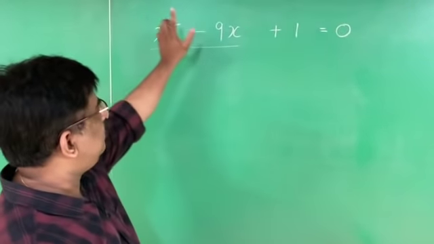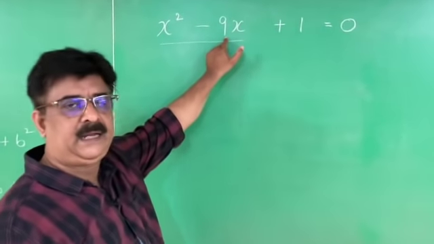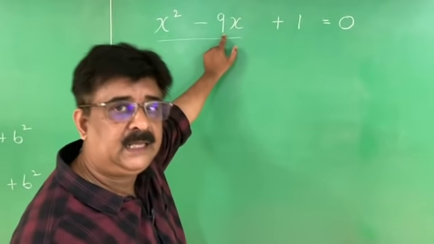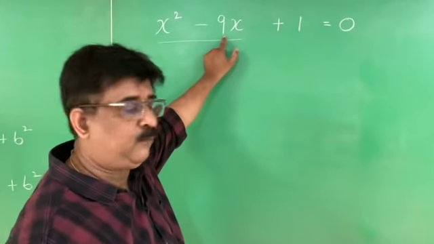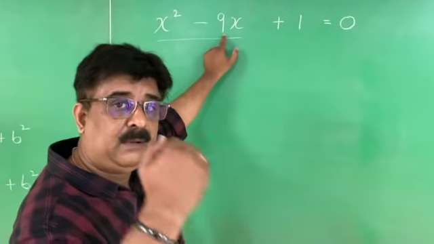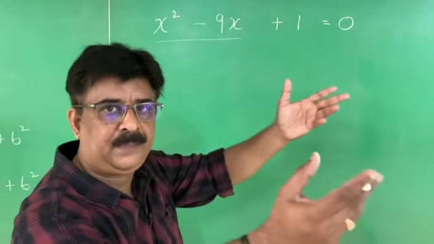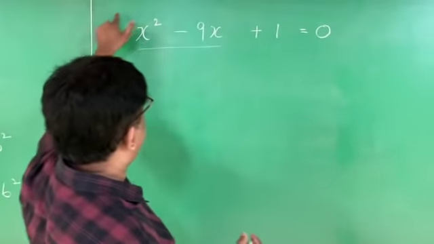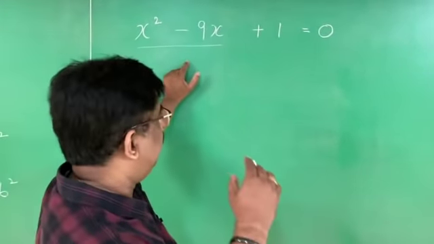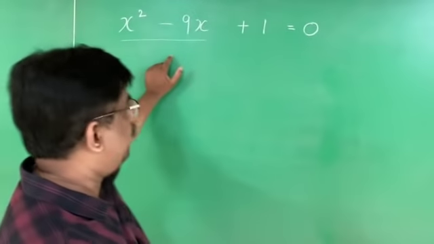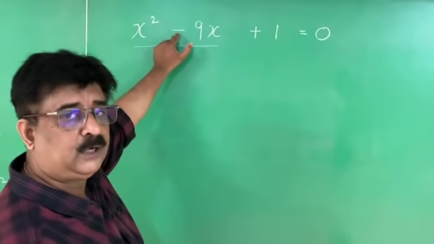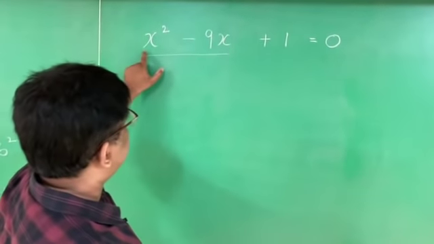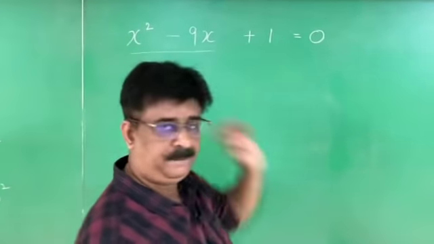Therefore, coming to the coefficient of x, what is the number here? 9. What is the half of that number? 9 by 2. Therefore, you have to add 9 by 2 whole square. You have to add it to make this part in the form of a minus b whole square. Because here minus is there, you have to make it in the form of a minus b whole square. I repeat once again. See the quadratic equation.